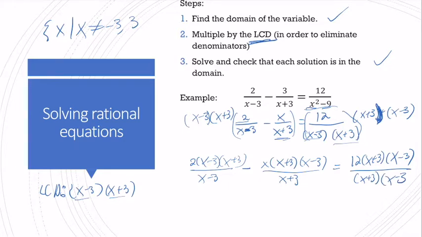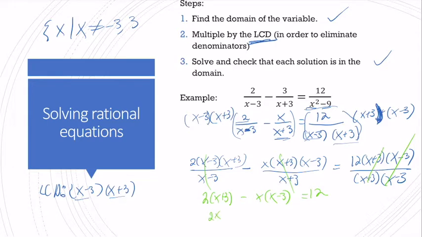And you're going to see some stuff cancel. My x minus 3's cancel. My x plus 3's cancel. My x plus 3 and my x minus 3 cancel. So I am left with 2 times x plus 3 minus x times x minus 3 equals 12. So I need to go ahead and distribute so I can simplify.